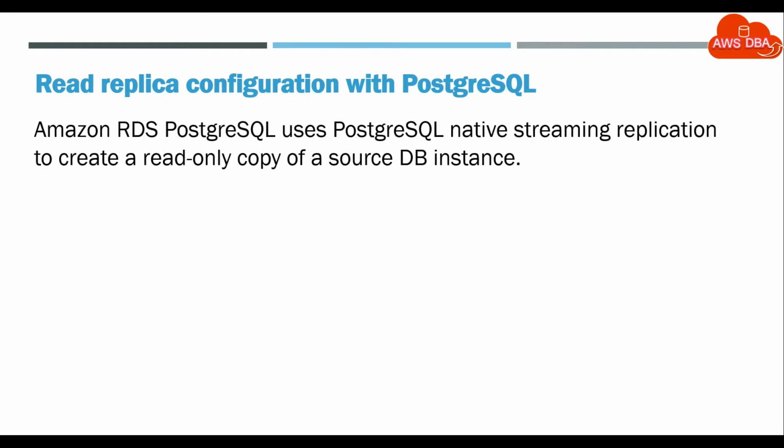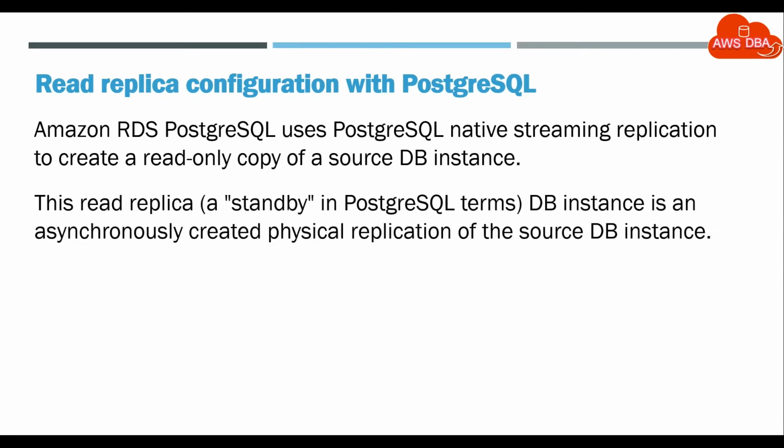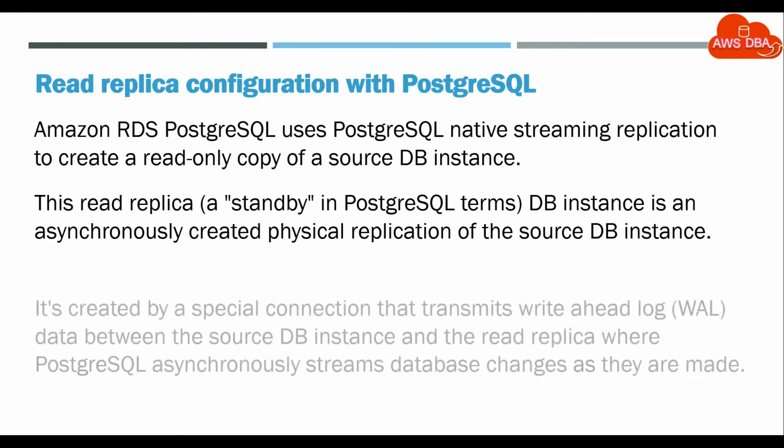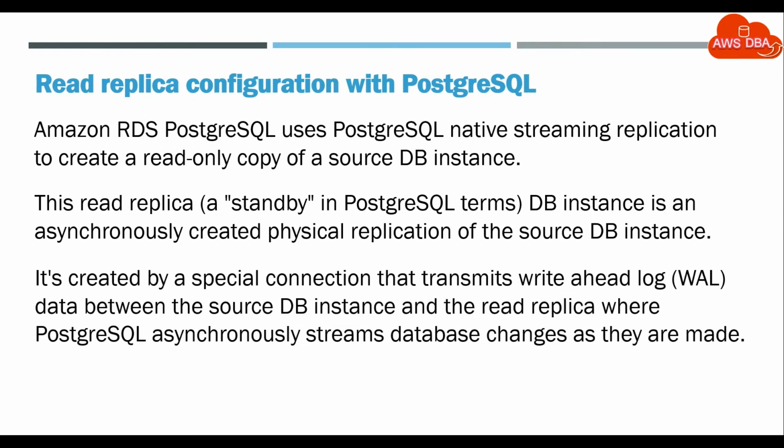Amazon RDS PostgreSQL uses PostgreSQL native streaming replication to create a read-only copy of a source DB instance. This read replica, a standby in PostgreSQL terms, DB instance is an asynchronously created, physical replication of the source DB instance. It's created by a special connection that transmits write-ahead log, WAL, data, between the source DB instance and the read replica, where PostgreSQL asynchronously streams database changes as they are made.